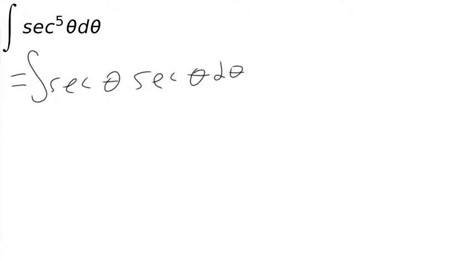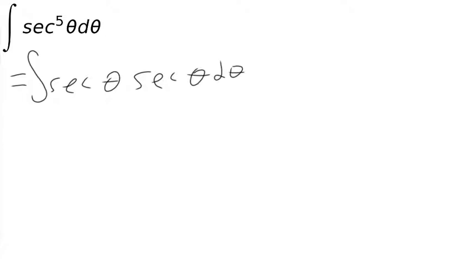Let's integrate secant to the 5th power theta. We're going to have to use integration by parts for this, so I'm going to break up the secant to the 5th power into a product of secants with smaller powers. So I'm going to have secant to some power theta times secant to another power of theta d theta.